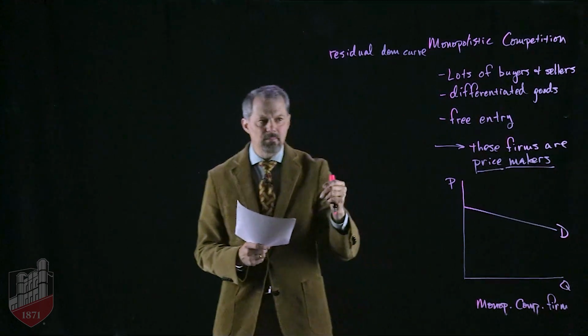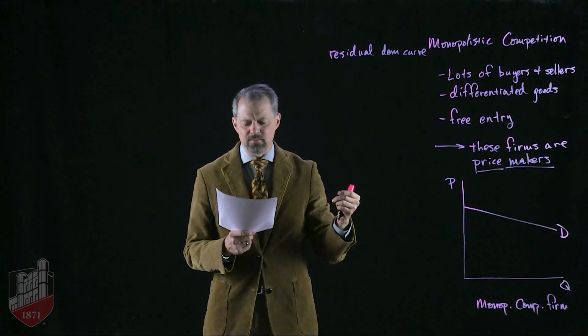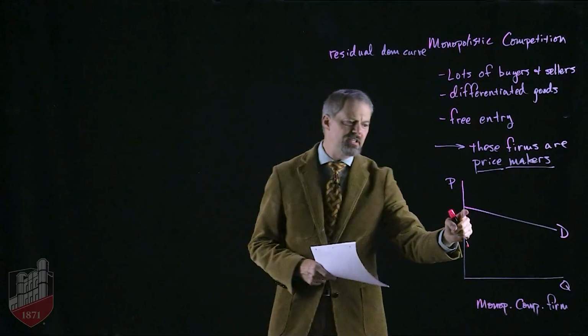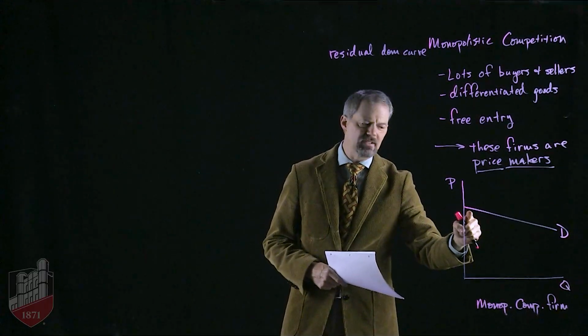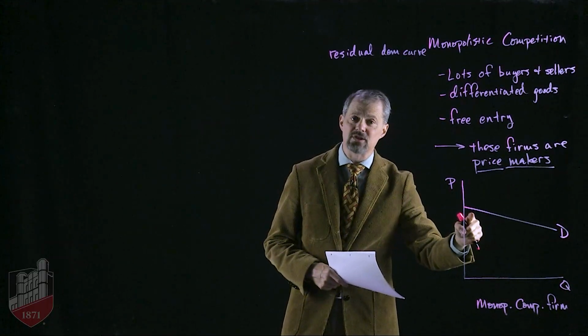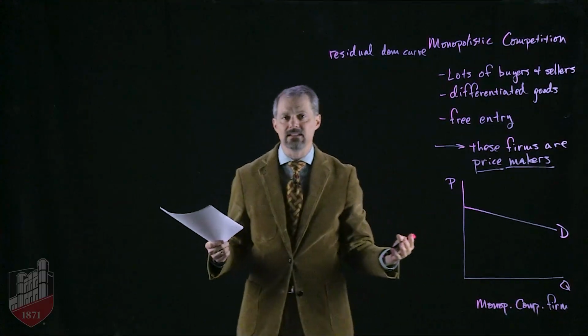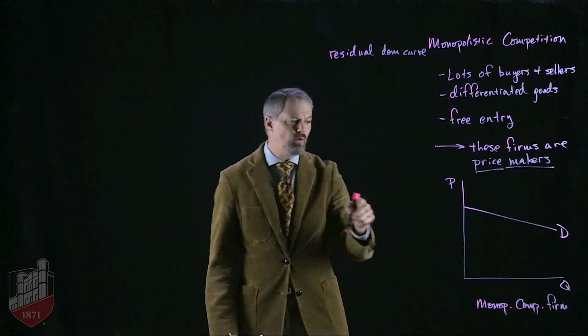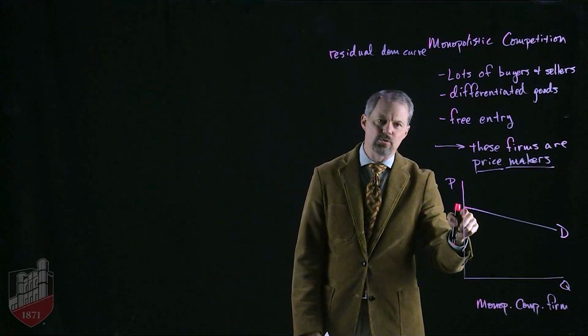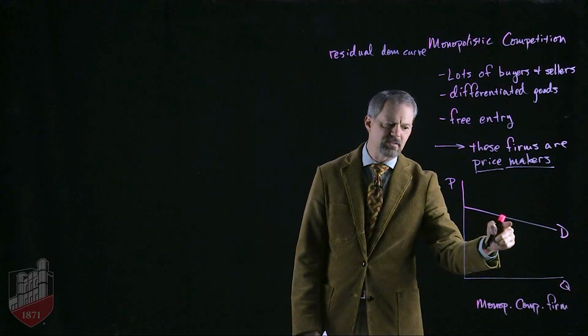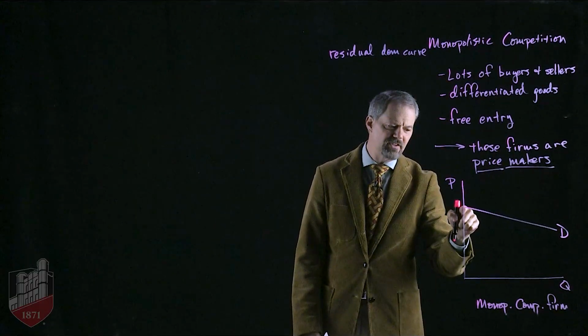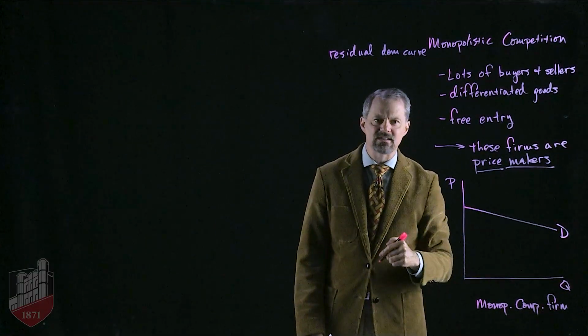Let's talk about how you would solve a problem. So now, once we understand that the monopolistically competitive firm faces a downward sloping demand curve, it's easy. Because now you know already how to get the marginal revenue curve that corresponds to this demand curve. The marginal revenue curve is going to have the same intercept and twice the slope.